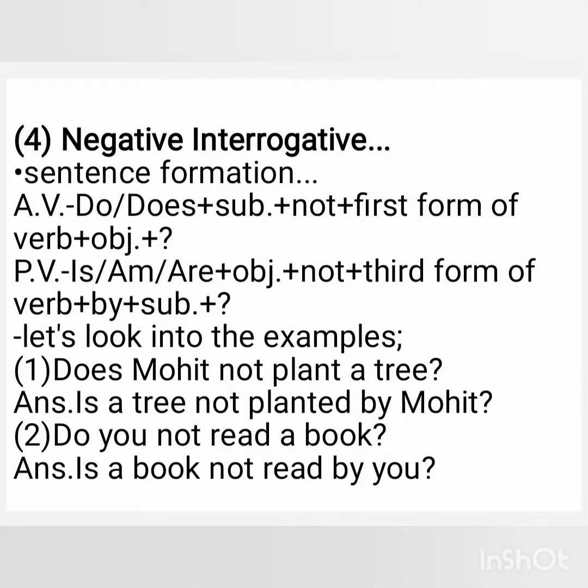Now let's see negative interrogative, and let's see the sentence formation. In the active voice, it will be do/does plus subject plus not plus first form of verb plus object plus question mark. And in the passive voice, it will be is/am plus object plus not plus third form of verb plus by plus subject plus question mark. Now let's look into the examples.